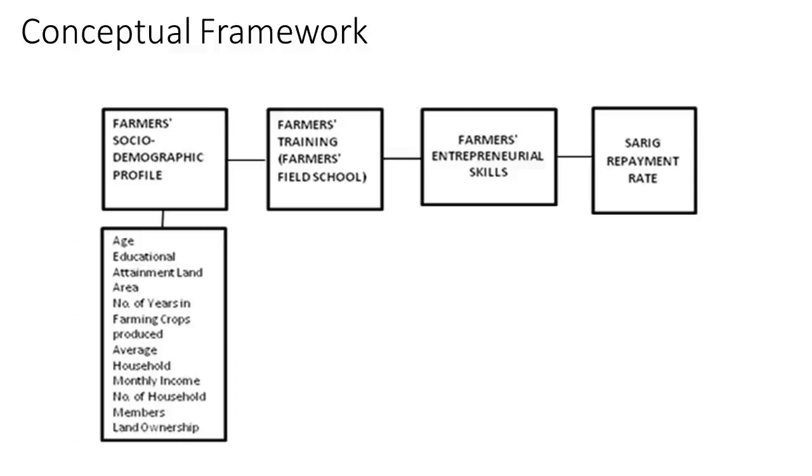The next item in the diagram is farmers training, or farmers field school as we call it. It's part of the Department of Agriculture's training for farmers. That's the technical term, or the right term, for the trainings they provide to the farmers of the province or even the region. And next is farmers' entrepreneurial skills, and lastly, SARIG repayment rate.